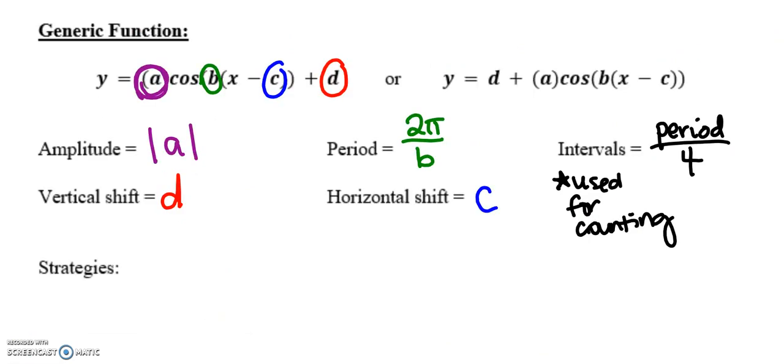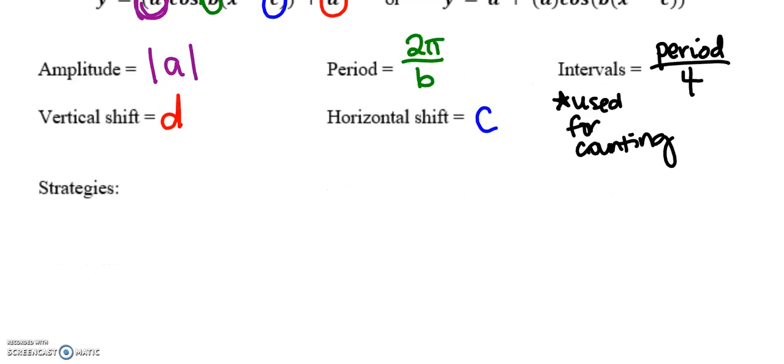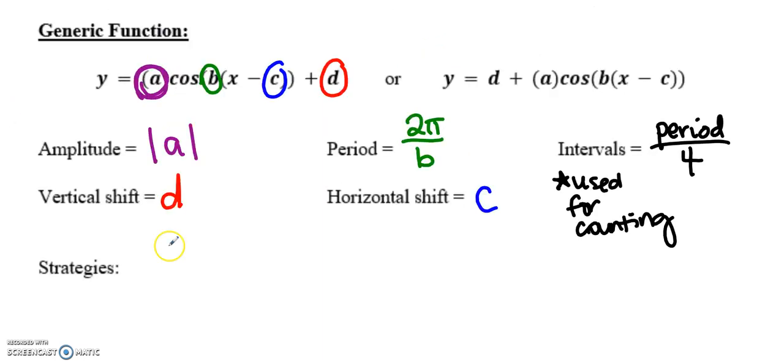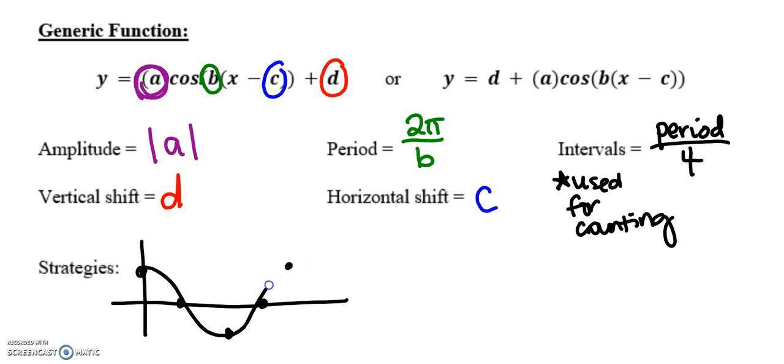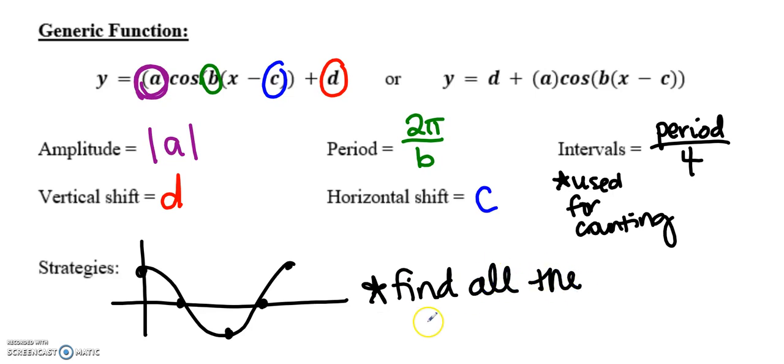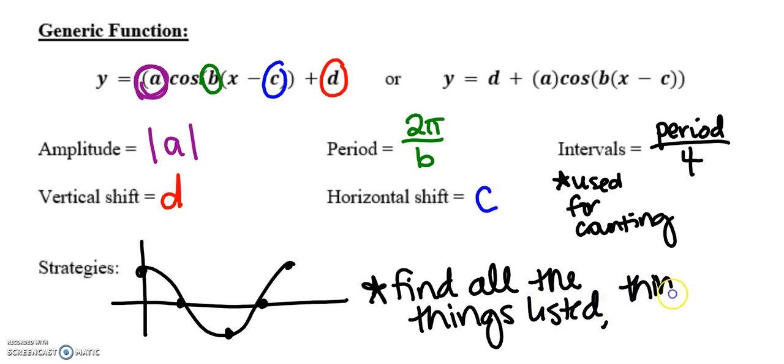Think about science class, think about labeling axes, and how you're going to figure those things out. So strategies. We want to think about having a high point, cross, low point, cross, high point, right? Talking about the midline that we're crossing. This is one wave of cosine. We're going to, again, find all the things that are listed above and think about transformations.